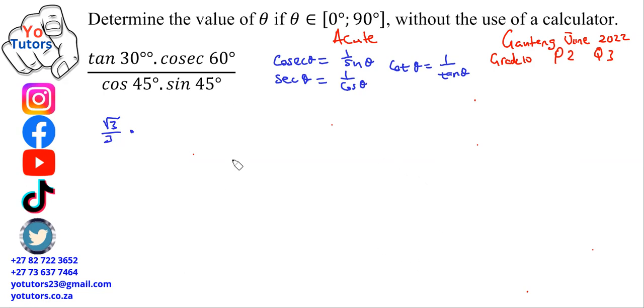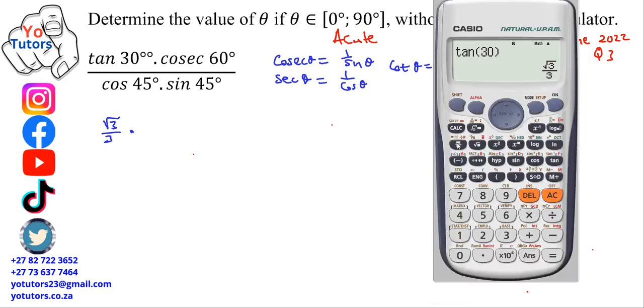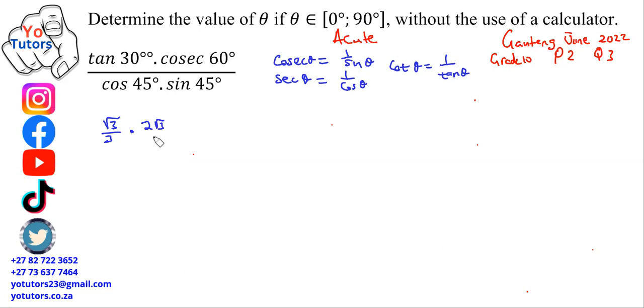What about cosec theta? Cosec is 1 over sine. So here, we put 1 over sine 60, and it will give us 2 root 3 over 3. So here it's going to be 2 root 3 over 3. Okay, so let's put it nicely here: 2 root 3 over 3.